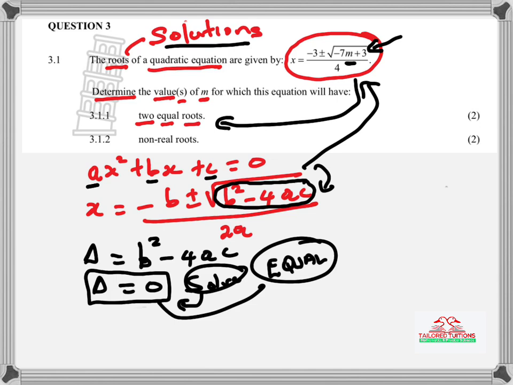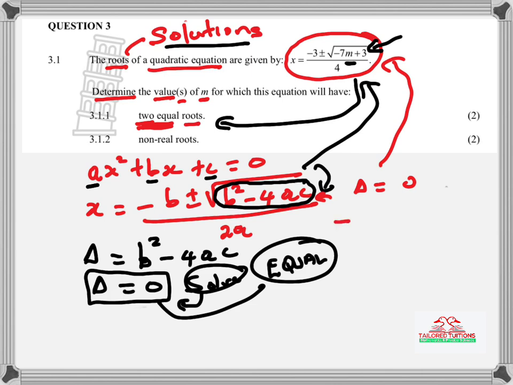All work now is to continue and solve for that value of m. So that's what we are going to do basically in this type of a problem. So they said the roots must be what? Must be equal. Therefore the discriminant must be equal to 0. What is the discriminant? The discriminant is what is under the square root here, b squared minus 4ac. But remember, that was already done for you. So that is minus 7m plus 3.